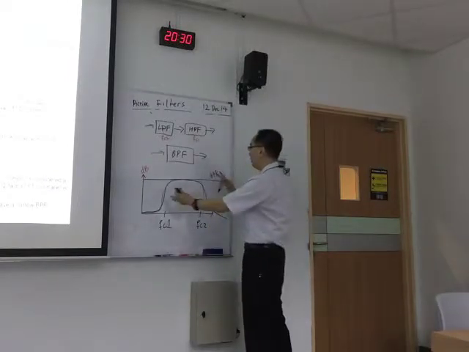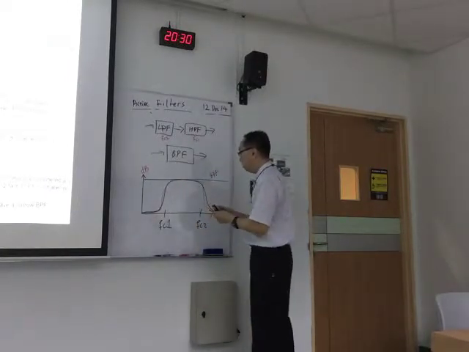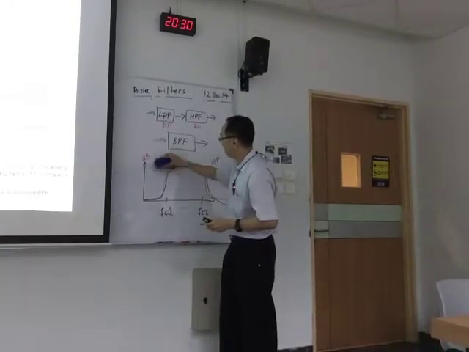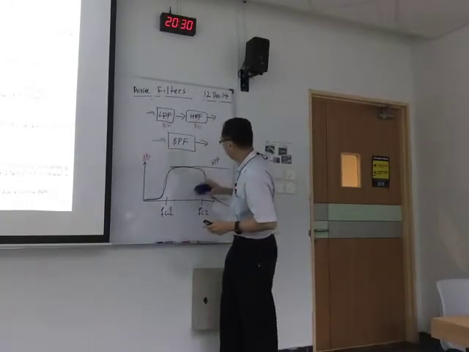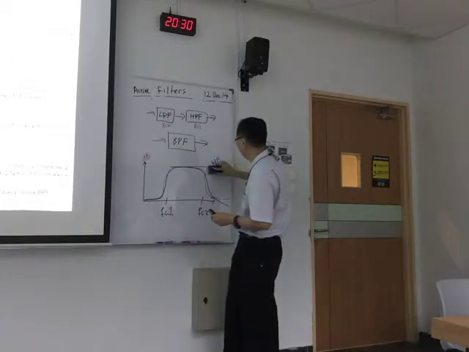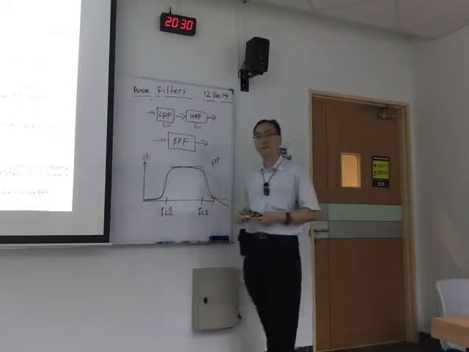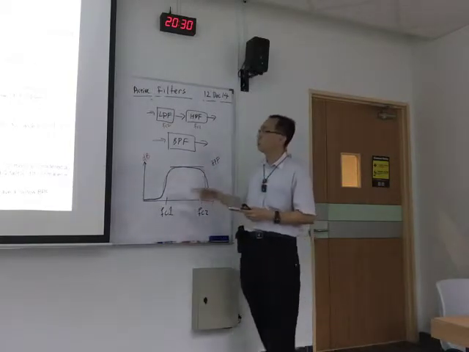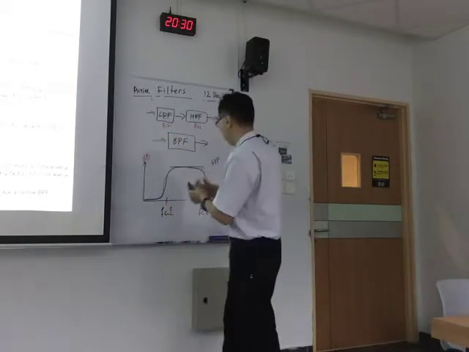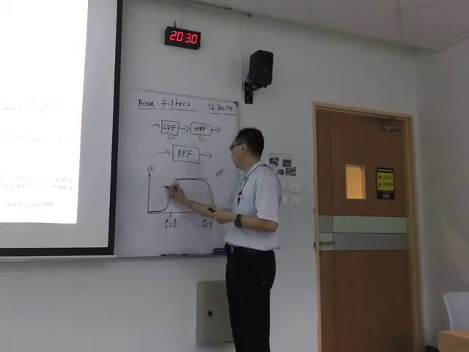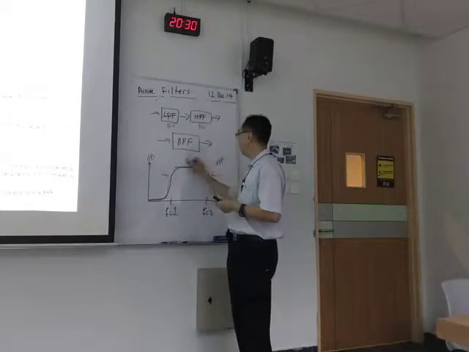But when you combine these two, you chop off this part. You see? And you also chop off this part. So therefore, you can see that I overlay. It looks something like this. So this is called the bandwidth. From here to here is called the bandwidth.